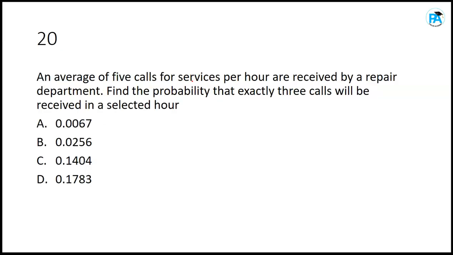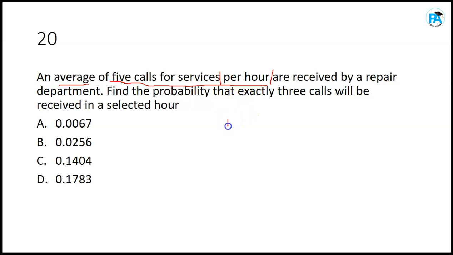Then the next question says, an average of 5 calls per hour are received by a repair department. Find the probability that exactly 3 calls will be received in a selected hour. They say an average of what? 5 calls per hour, isn't it? Average means mean, isn't it? So this is Poisson. It only gives you average and it's asking you to find probability. You should know it's Poisson.